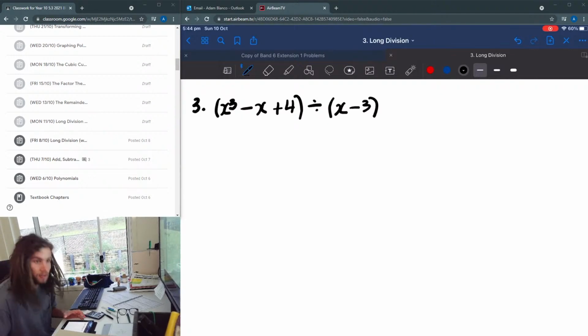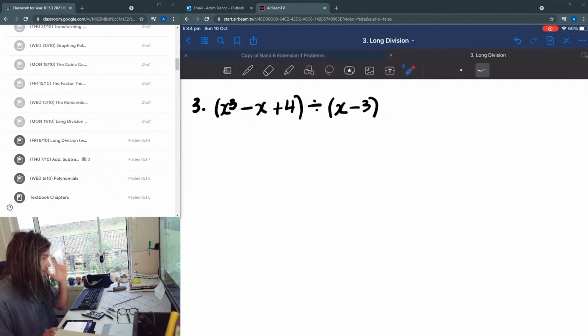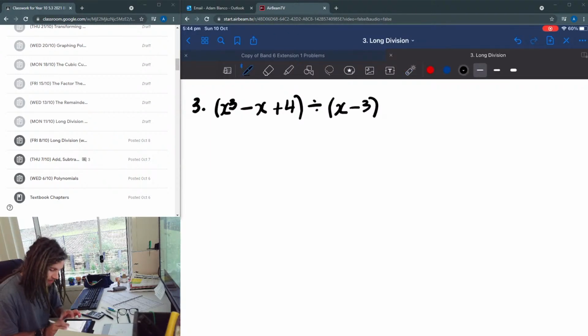Okay, welcome back. One check, over. Now, I've got a new one. The only difference here between this one and the last one is that there's no x squared term. That's the only thing I'm missing, so I'll show you what you do in this scenario. Other than that, the numbers are pretty nice, so this shouldn't be too difficult.